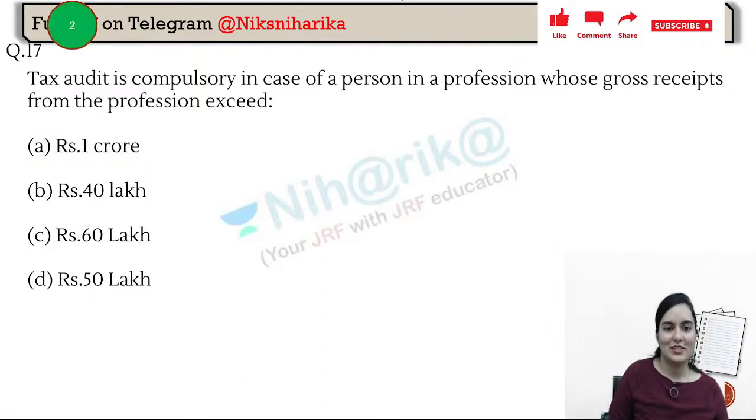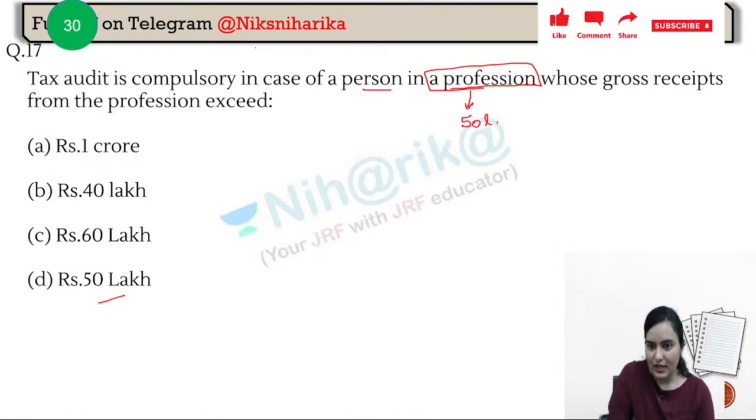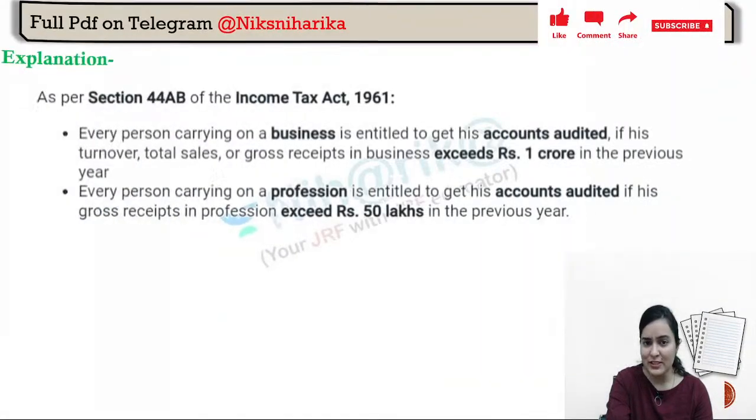Now, tax audit is compulsory in case of a person of a profession whose gross profit from the profession exceeds how much amount? Awesome. The answer is very good. Twinkle Kalpana has given the correct answer. That is 50 lakhs. See, please remember, for profession, it is 50 lakh. And for business, it is 1 crore.